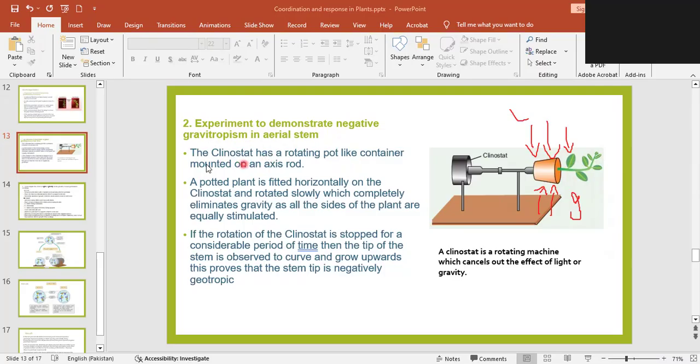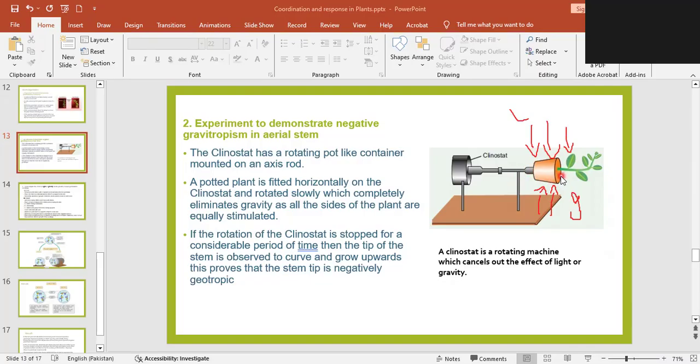Now let's go through it. The clinostat has a rotating pot-like container mounted on an axis rod. This is known as the axis rod. This is a clinostat, a rotating machine. The potted plant is fixed horizontally on the clinostat and rotated slowly, which completely eliminates the effect of gravity as all the sides of the plant are equally stimulated. They are receiving the equal force of gravity from all sides, means that every side of the plant is equally activated.